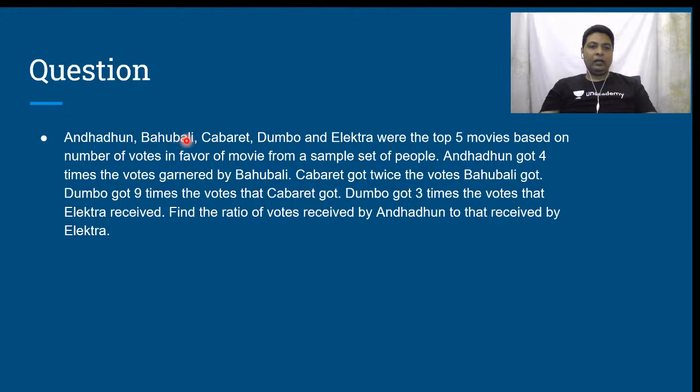Andhadhun, Bahubali, Cabaret, Dumbo, and Electra were the top 5 movies based on number of votes in favor of a movie from a sample set of people. Andhadhun got 4 times the votes garnered by Bahubali. Cabaret got twice the votes Bahubali got. Dumbo got 9 times the votes that Cabaret got. Dumbo got 3 times the votes that Electra received. Find the ratio of votes received by Andhadhun to that received by Electra.